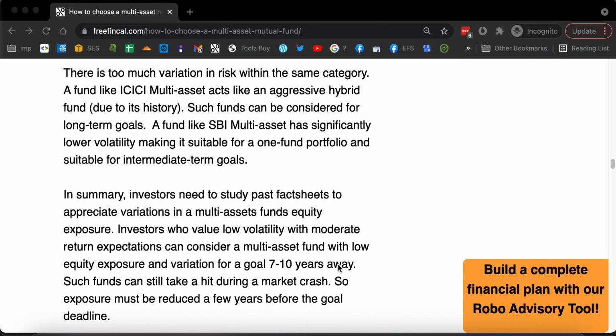That's what I'm doing. I'm still invested in ICICI multi-asset. But that's a legacy fund for me. I didn't choose it because it became multi-asset. So you have to do that research, and you can't just pick a fund from this category by looking at returns and so on. You have to look a little deeper into the historical equity allocations from the fact sheets.